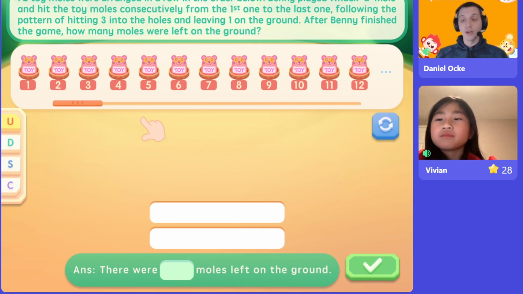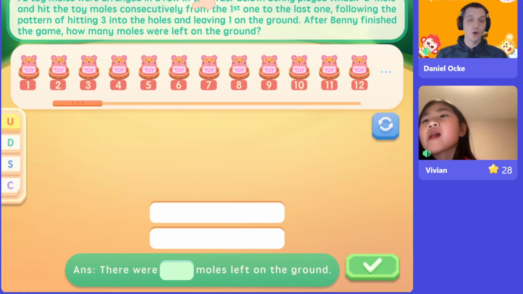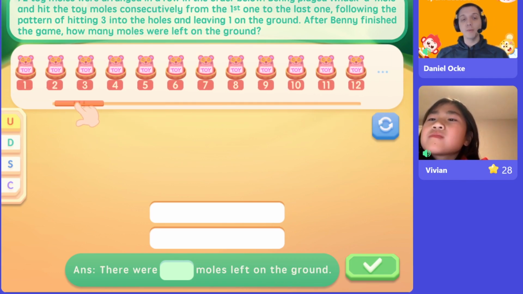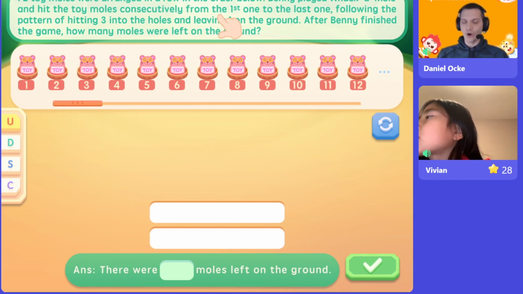So our first question is this. 72 toy moles were arranged in a row in order below. Benny played whack-a-mole and hit the toy moles consecutively from the first one to the last one. Okay, so we have a bunch of moles here, following the pattern of hitting 3 into the holes and then leaving 1 on the ground. After Benny finished the game, how many moles were left on the ground? Okay, so again, to start with, how many moles do we have total?